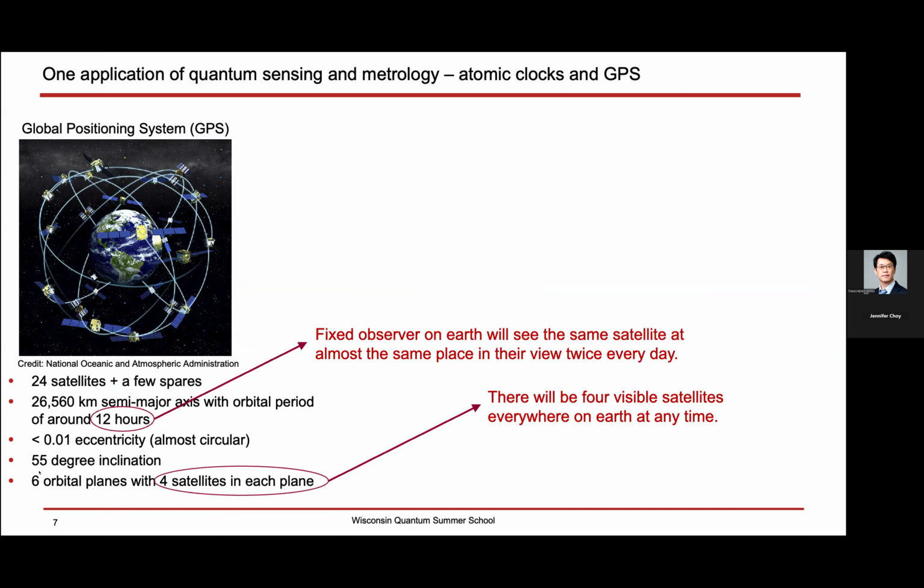And the properties of these orbits basically ensure that at any given time and at any given location on Earth, you're actually covered. So for example, the orbital period of these GPS satellites of 12 hours means that as a fixed observer on Earth, you are going to see the same satellite at almost the same place in your view twice a day. And the fact that you have multiple satellites on each orbital plane means that at any location on Earth, assuming that you are not obstructed, you will have 4 visible satellites at any given time.